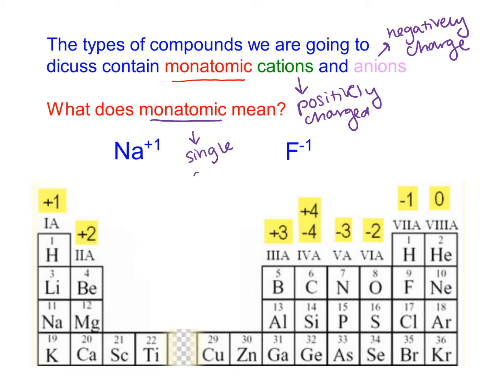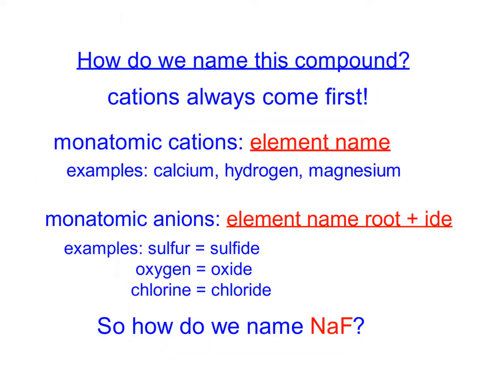So we are looking at one atom, one cation bonding to another atom, which is why we call it binary, because that prefix bi means two atoms. So we're looking at two atoms, one cation, one anion bonding together.